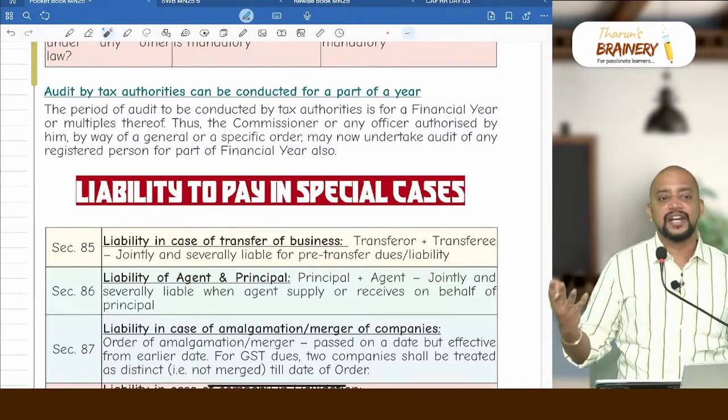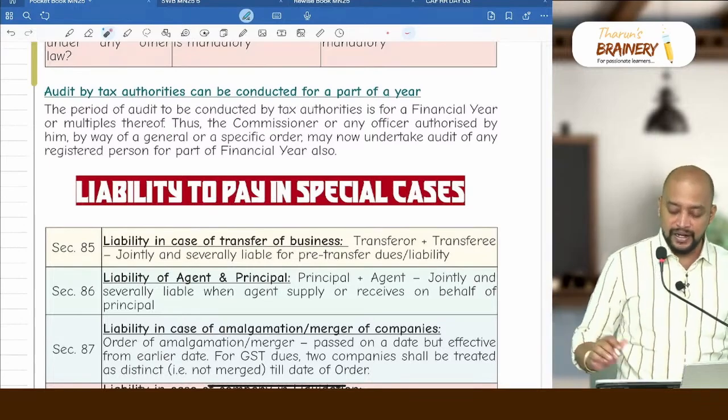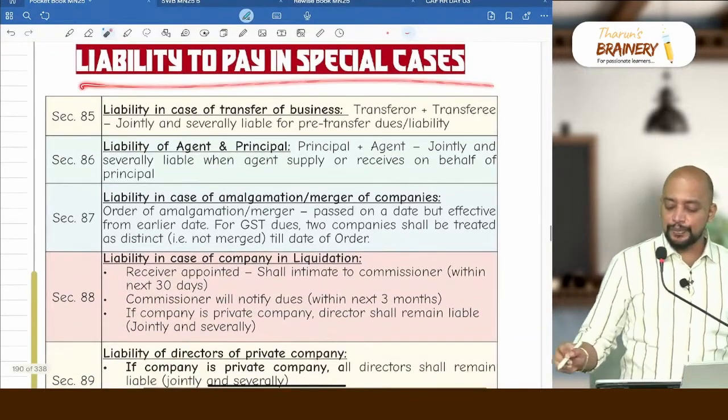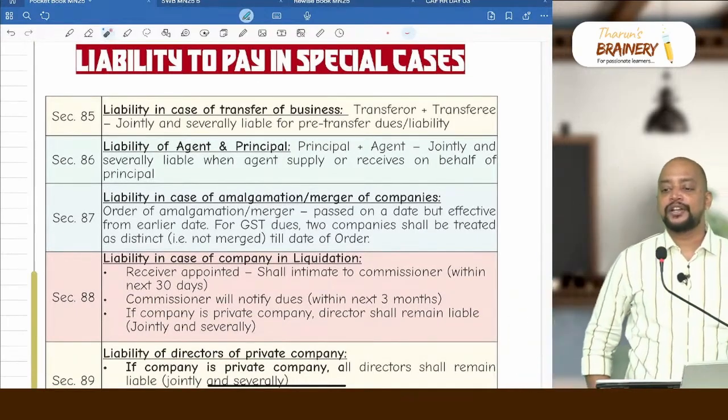August to March is not even a year. So can they conduct the audit for August to March? Yes, for part of the year also they can conduct the audit. Then liability to pay in special cases. So these are some special points with respect to payment of GST.